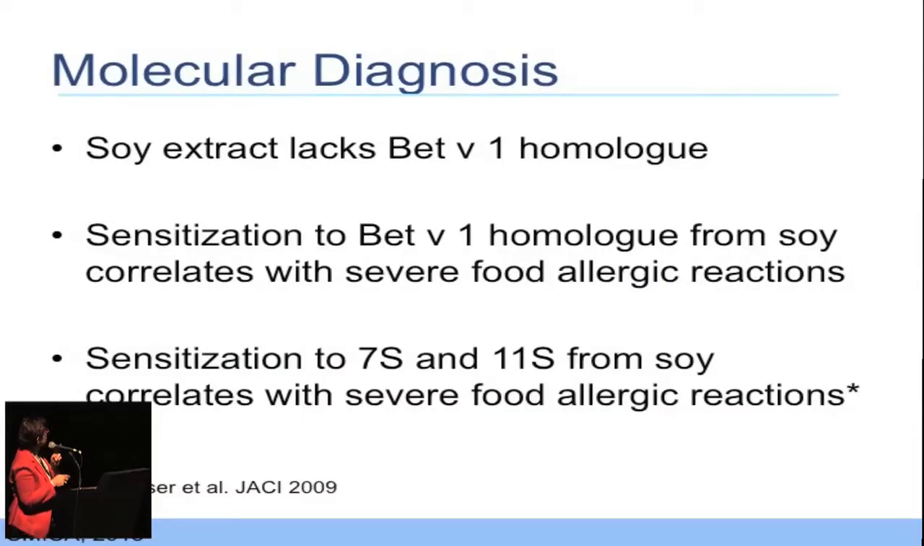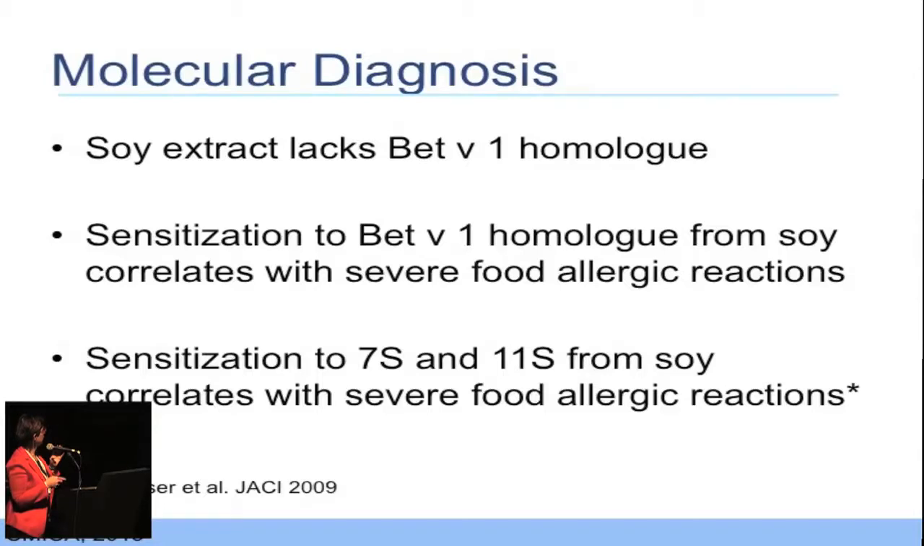For the molecular diagnosis, in this case, we do know that the soy extract used for in vitro testing lacks the Bet v 1 homologue. It's degraded. So if you do the testing with the soy extract, do an additional test with the soy Gly m 4, then you get the picture so far we have in hands. This is an exception for the Bet v 1 homologues in food allergy. This can induce also severe reactions, at least to the current knowledge.